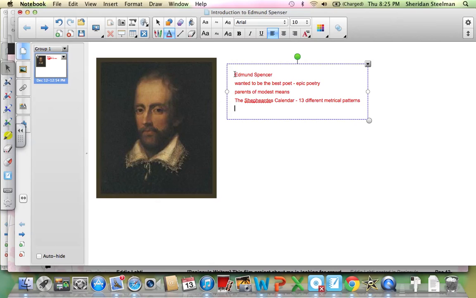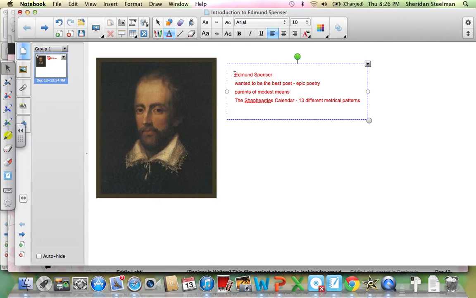He did write The Fairy Queen in approximately 1590. So that's an important fact to know. He wrote it with Queen Elizabeth in mind. As a matter of fact, she became one of the main characters in The Fairy Queen, and her name was Gloriana. So we'll get to that later when we talk about the poem.